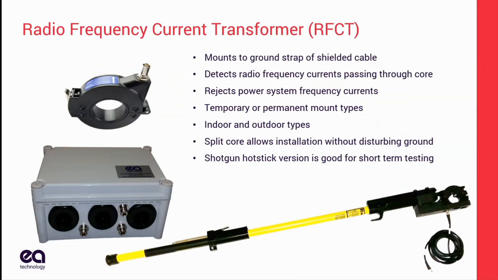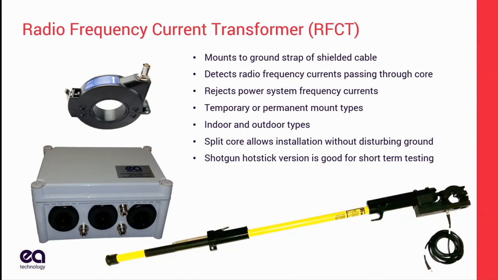So what is an RFCT? It's a current transformer that's designed to pick up PD specifically. It does not pick up power system frequencies. So at 50, 60 hertz, it's immune to that. And that's important because you can have a fair amount of that current flowing in your shield.